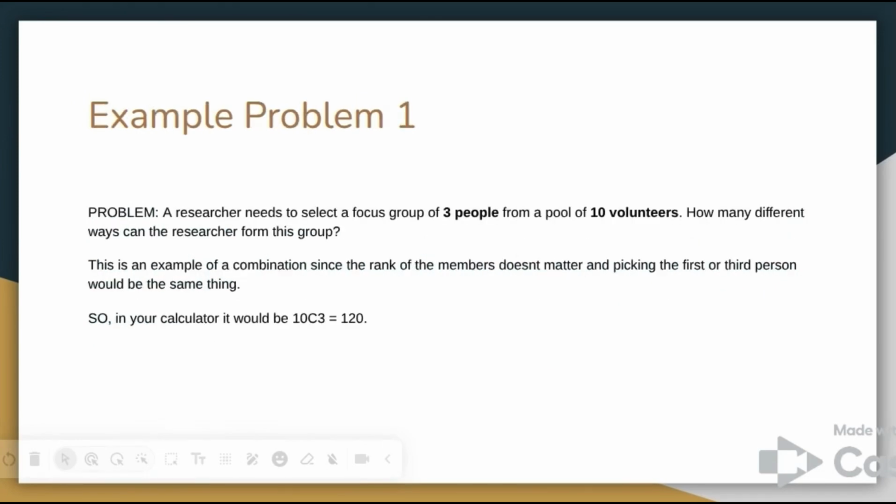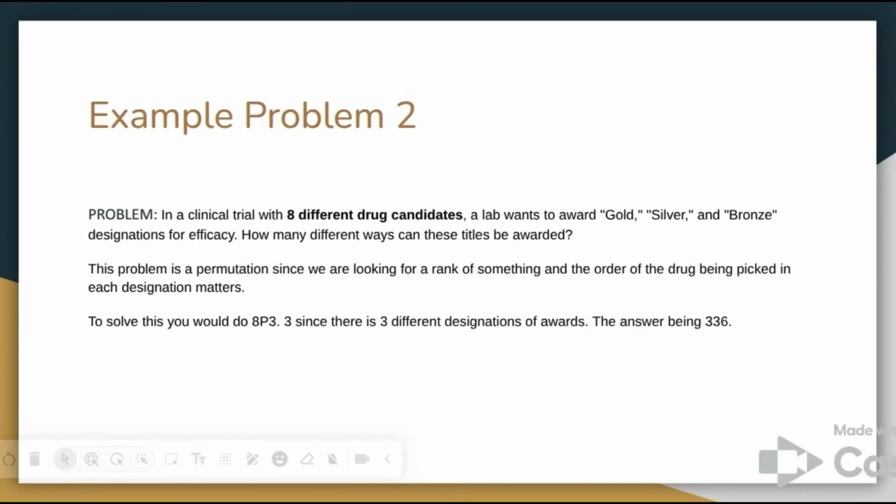Our first example problem is: a researcher needs to select a focus group of 3 people from a pool of 10 volunteers. How many different ways can the researcher form this group? This is an example of a combination, since the rank of the members doesn't matter, and whether you pick the first or the third person, it'll still be the same outcome. When you're putting this in your calculator, you would do the 10 first, then click the PRB and choose the C option, and then you put your 3, and the outcome is 120.